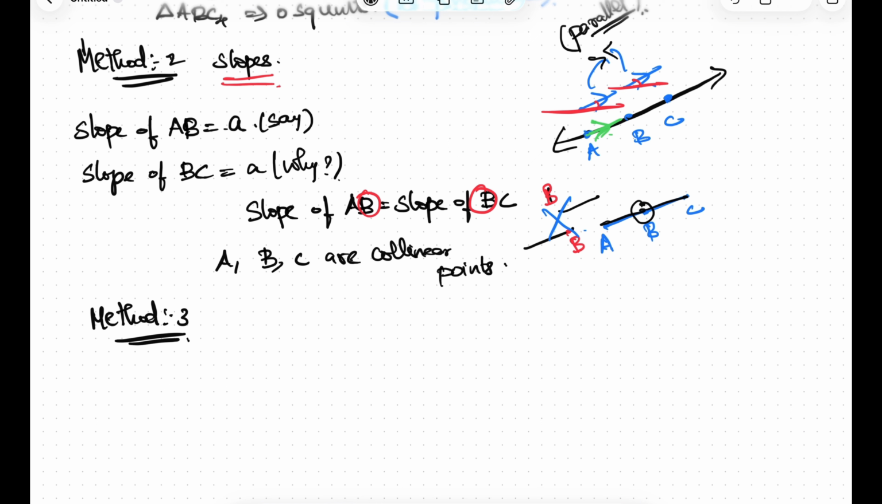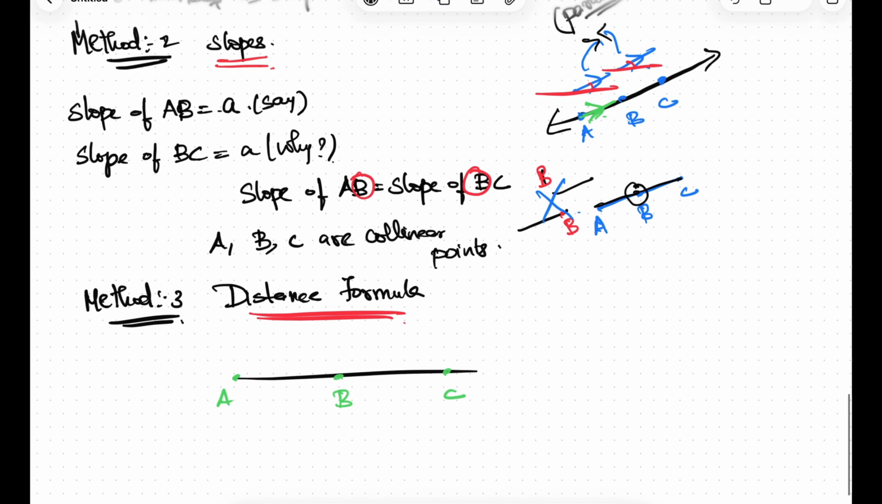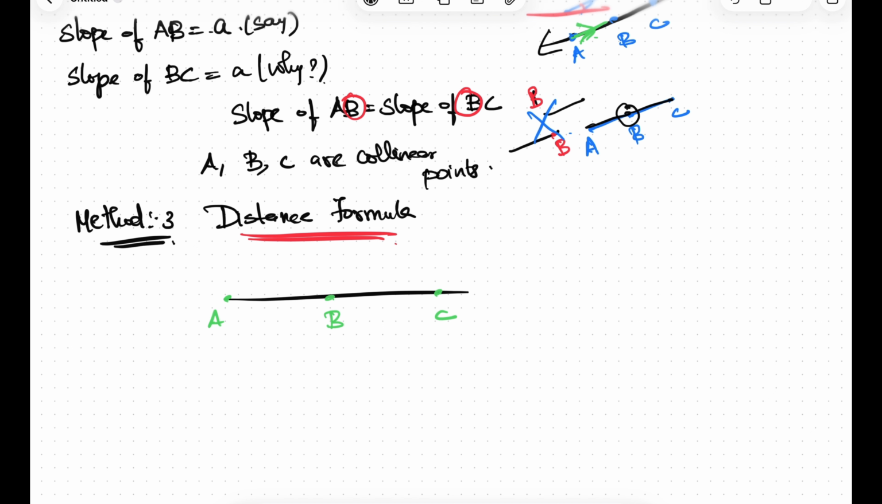This is your third method, using the distance formula. This is quite easy. Let me have 3 points A, B and C. The distance from A to B plus the distance from B to C has to be equal to the distance from A to C. Then I can say that the 3 points are collinear. Here A, B, C are collinear.